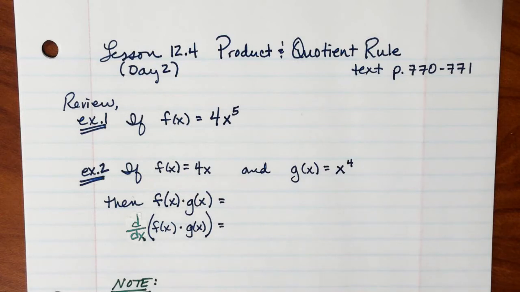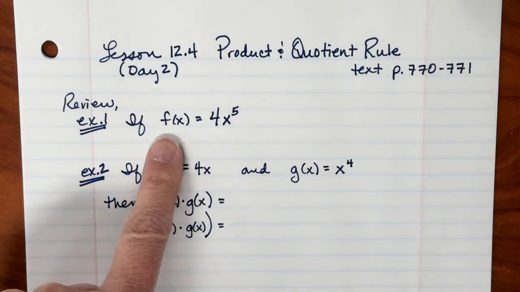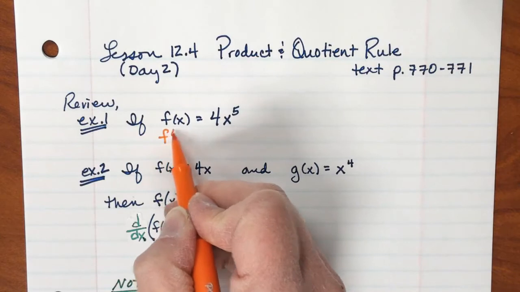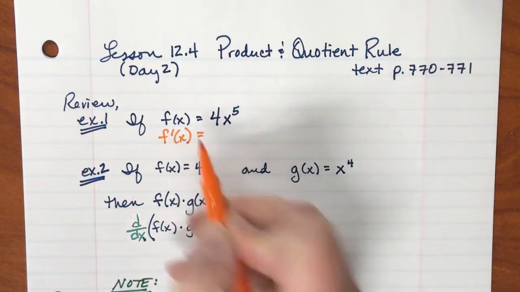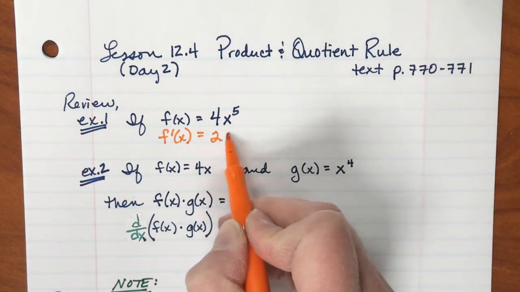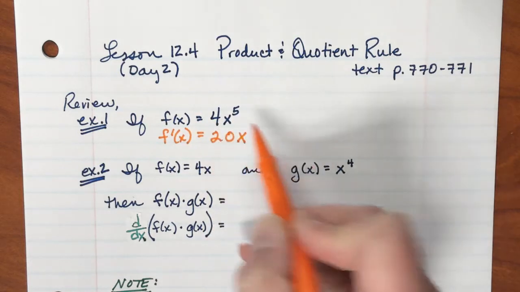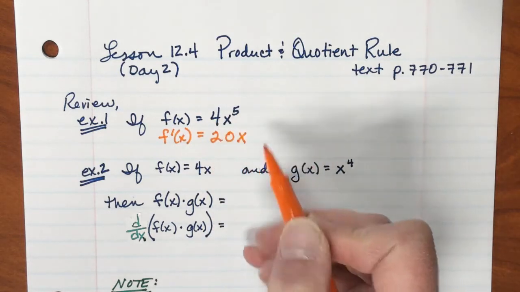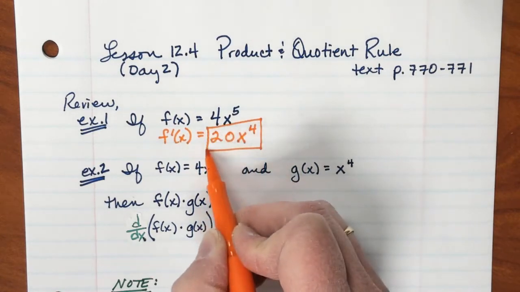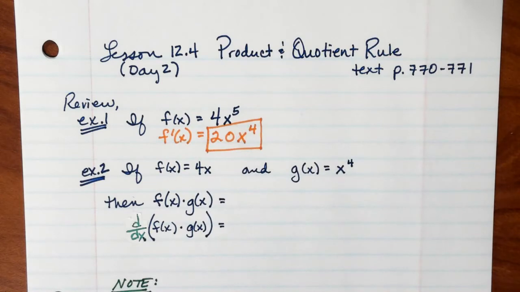If we have a function, f of x equals 4x to the 5th, and I want the derivative, the derivative of that function is simply 5 times the 4, right? So we're going to have 20x, and then you reduce the exponent by 1 to the 4th. Very simple derivative.